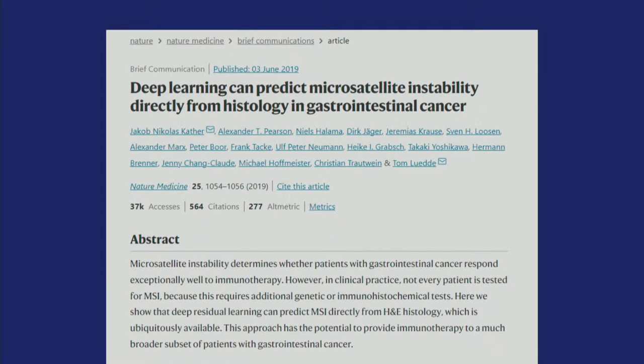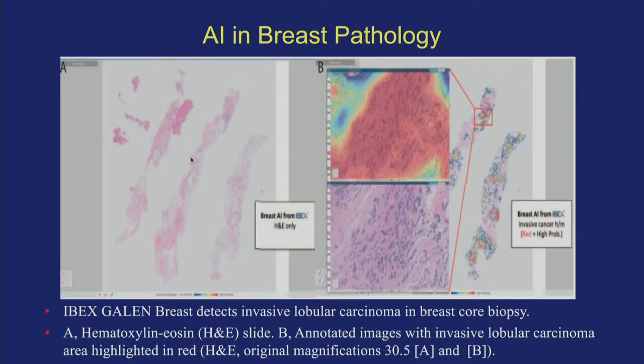And also by using AI, right now we are doing microsatellite instability. We are doing it either by IHC or by NGS. But there is a study going on which can predict MSI directly from the H&E slides. So there is no need to do IHC. This is still under evaluation, and this is a very potential thing which we can use in the coming future.